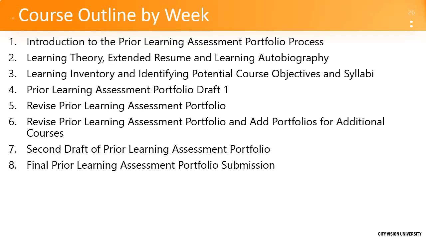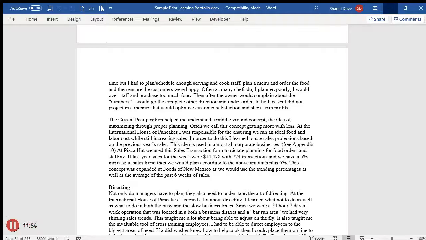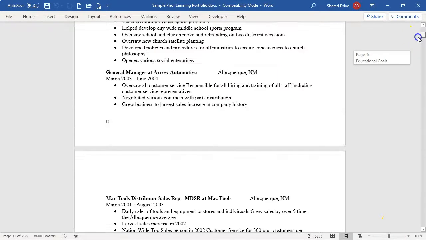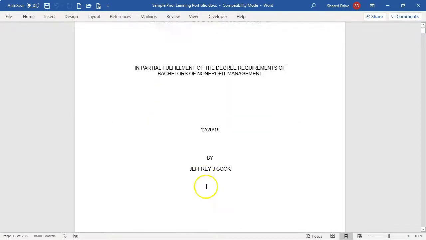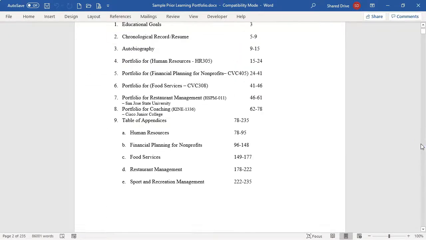Now, the one thing that I didn't cover that I want to go a little bit more extensively is what are the types of evidence that can be used. So as I mentioned before, in this portfolio that we had as our sample, he had an amazing amount of supporting material, probably a lot more than you need. So he has these appendices.